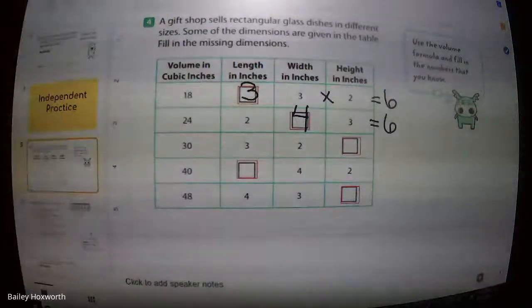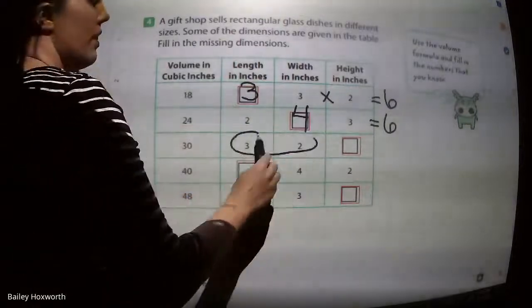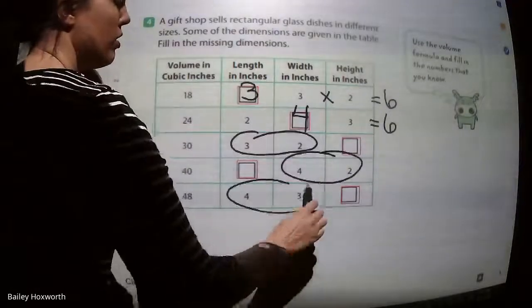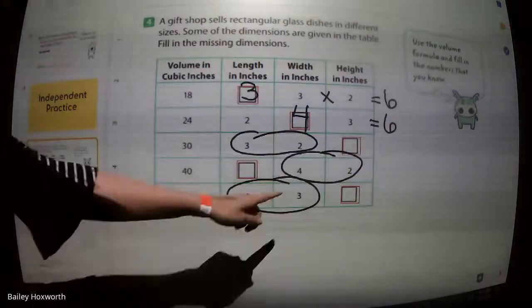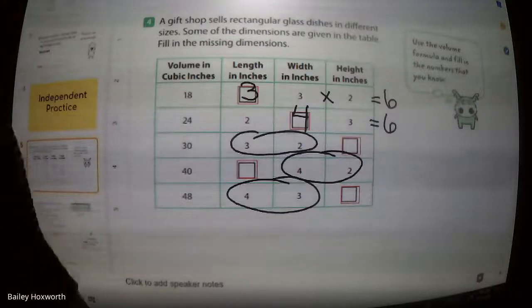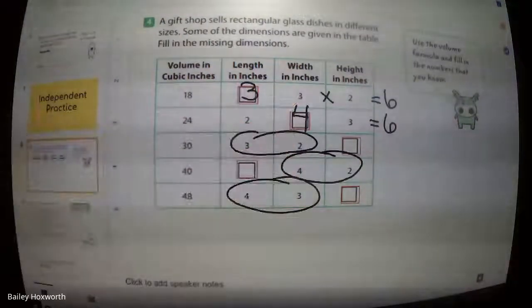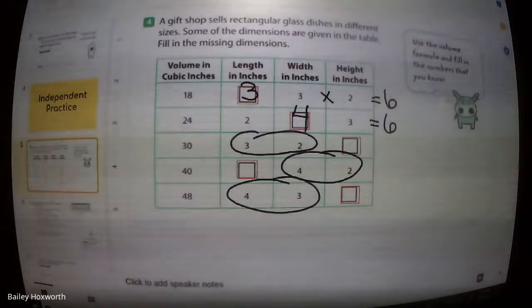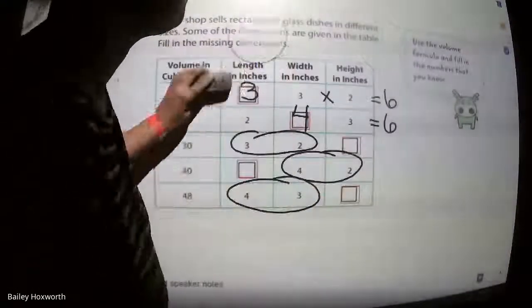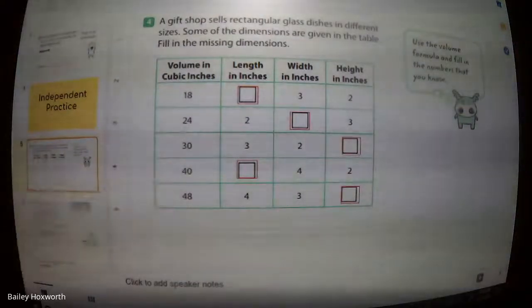So you are just going to continue multiplying the 2 numbers you have. Multiply those 2, multiply those 2, multiply these 2. And figure out what that missing dimension is to make the volume. If you need to pause the video and watch this one more time, or make sure you have the correct answers copied down in your boxes. So you need to make sure you finish those last 3 problems up.